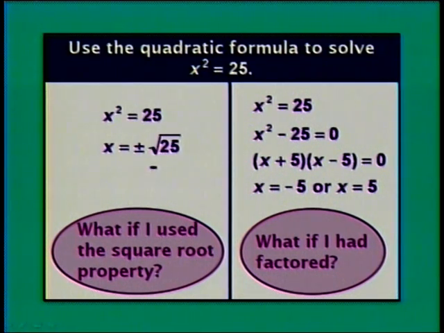Well, then all I would have to say is x equals plus or minus the square root of 25, which is x equals plus or minus 5. Either factoring or the square root property would have been quicker methods for solving this equation. But again, I was asked to use the quadratic formula to solve this equation. When your directions tell you to use the quadratic formula, that's what you need to do, even if you see an easier way of solving the problem.